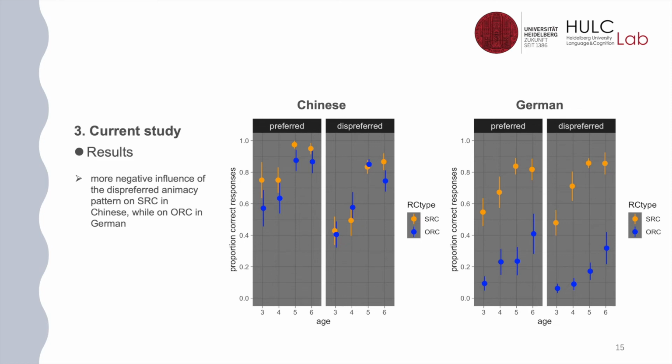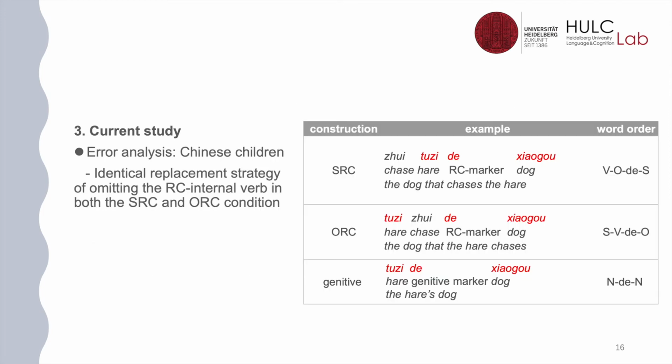In addition to this three-way interaction between RC type, animacy, and language group, the animacy pattern also shows a main effect in that the preferred animacy pattern led to better performance in both language groups.